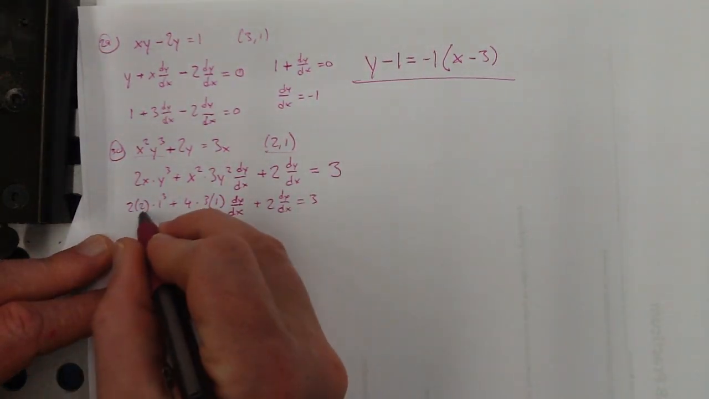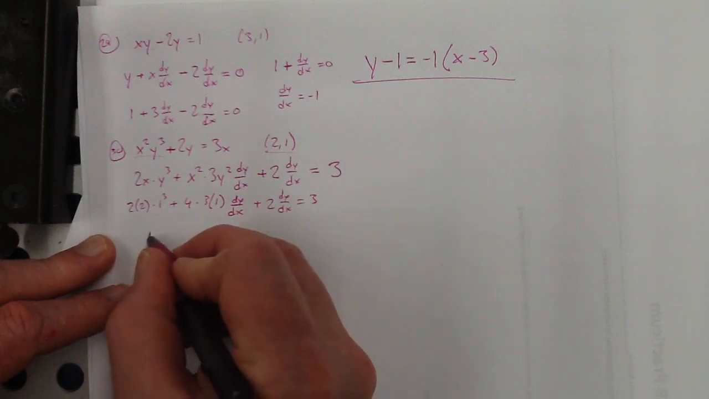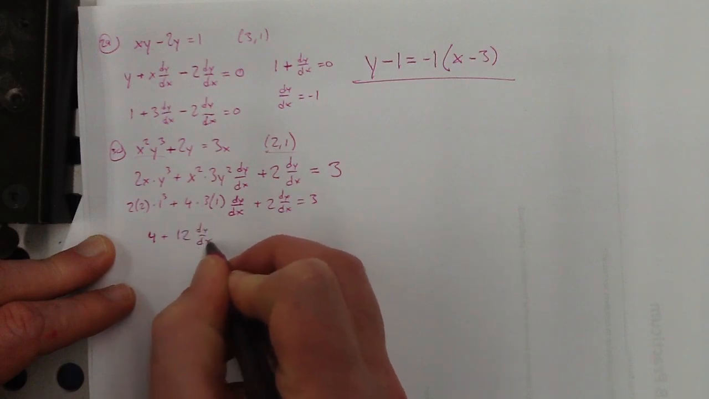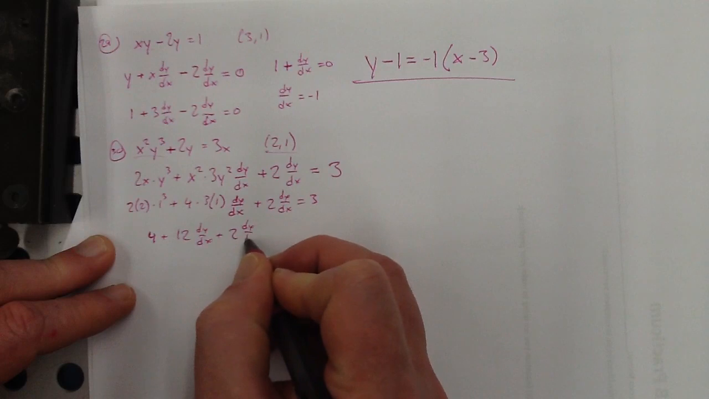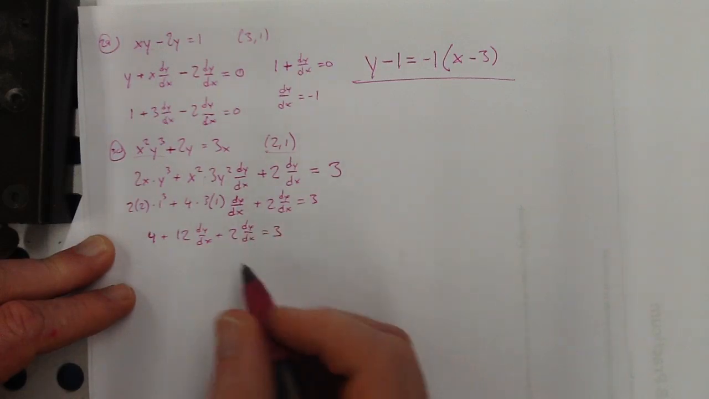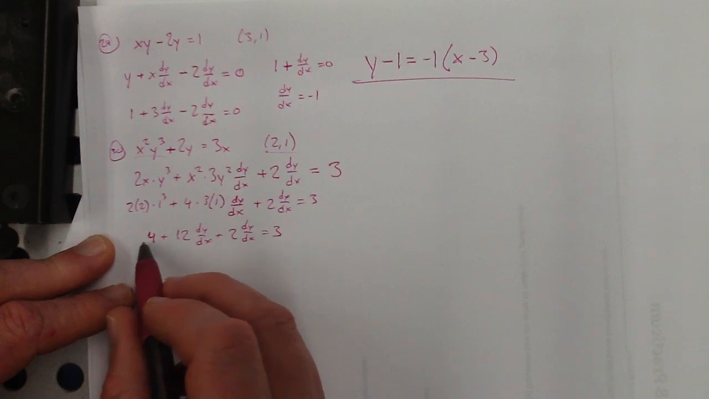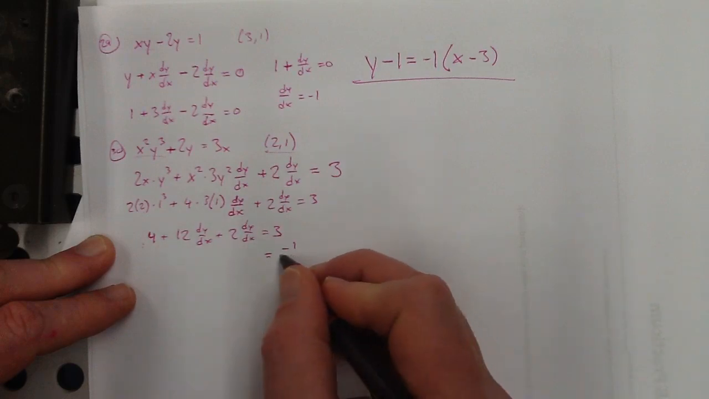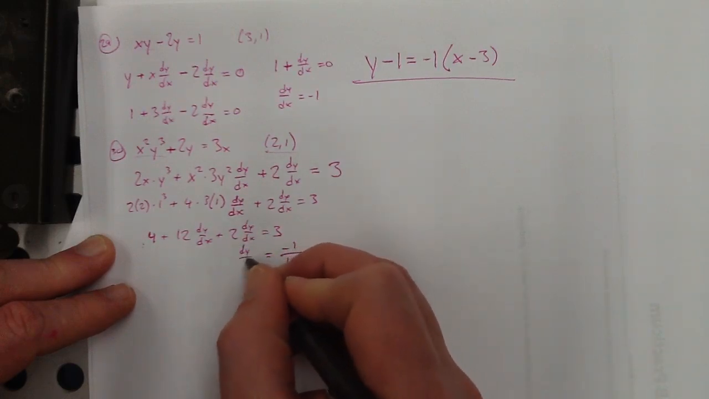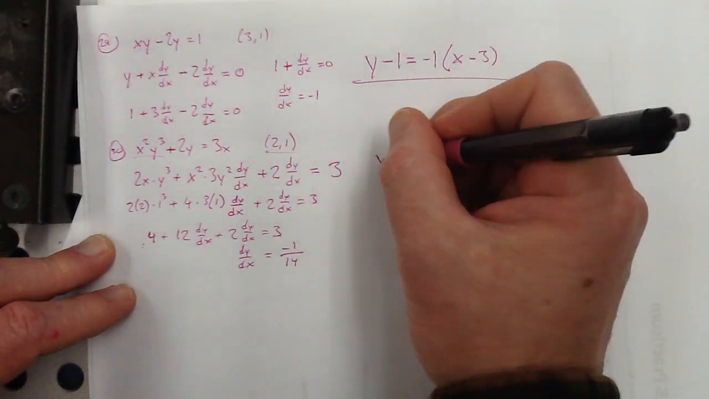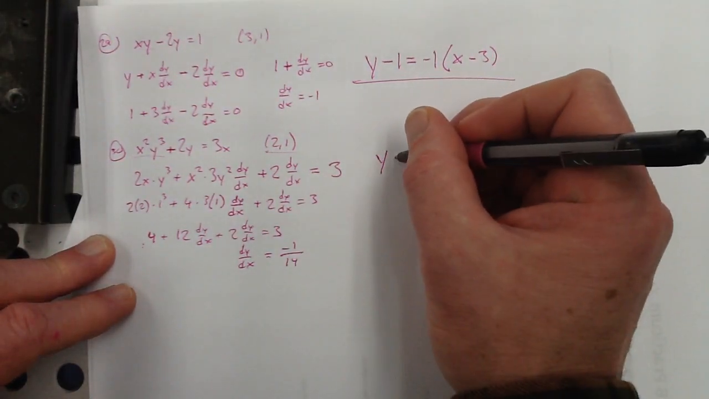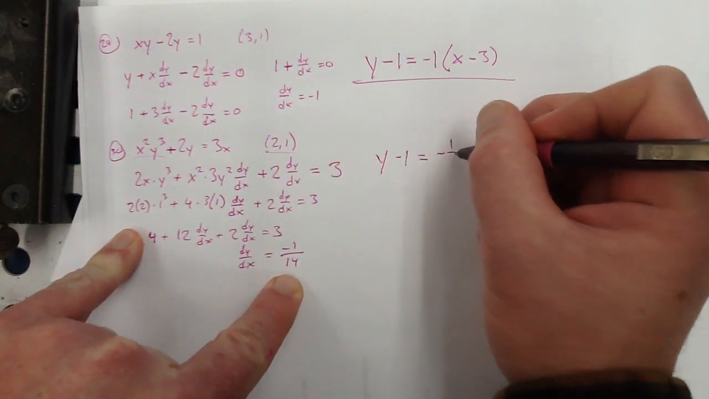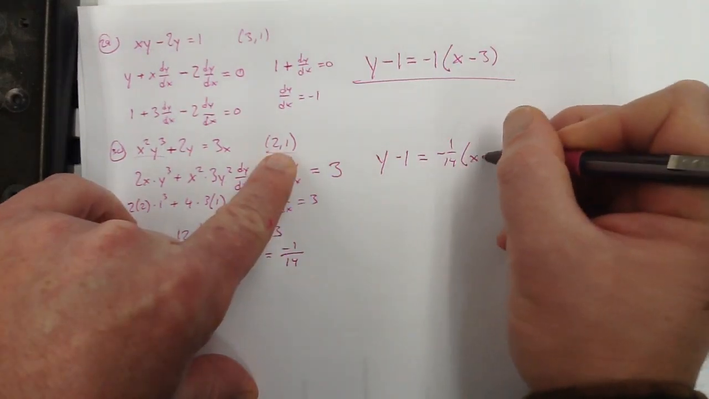Time to do math. 2 times 2 times 1 is 4. 4 times 3 times 1 is 12. Alright, I got 14 dy dx. If I subtract this over to the other side, 3 minus 4 is negative 1, and then I'm going to divide by that 14. So, that's my slope. So y minus 1 equals the slope times x minus 2.